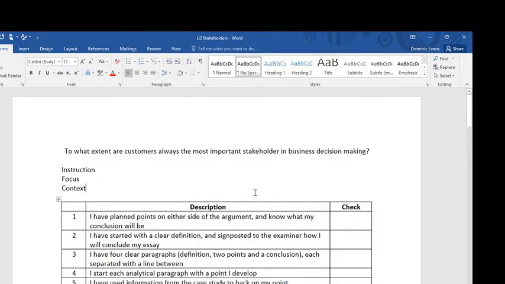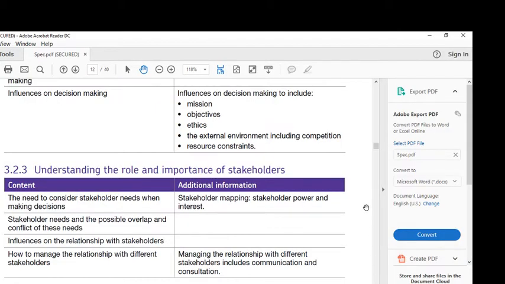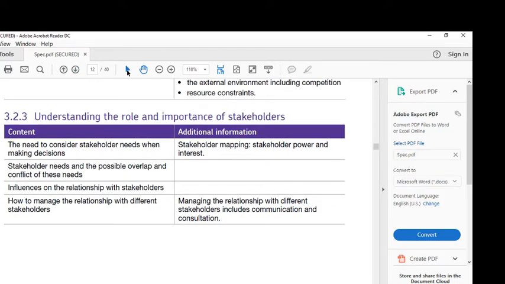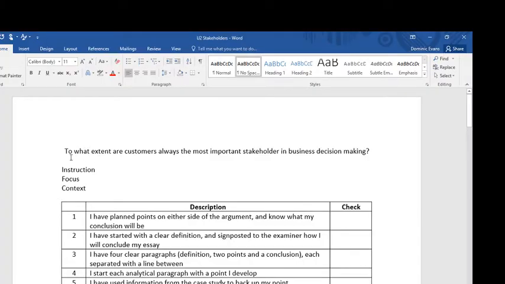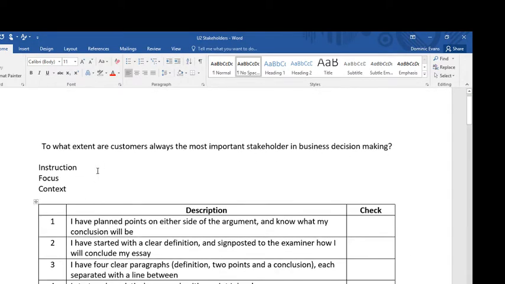In this video I'm going to look at a question from this section of the specification, which is Unit 2, and it's about understanding the role and importance of stakeholders, and the need to consider stakeholder needs when making decisions. So the question, and I've not produced a case study for it, so it could be an all businesses question, particularly prevalent at A-level, but this video will be very useful for AS students too. The question is, to what extent are customers always the most important stakeholder in business decision making?